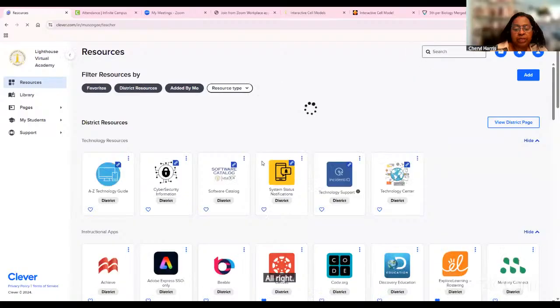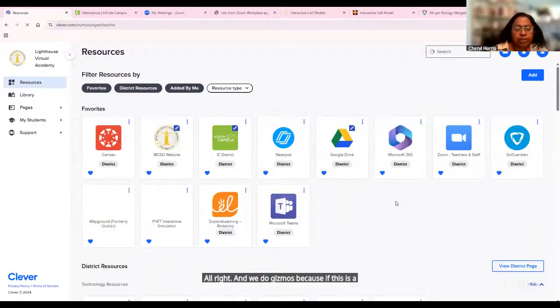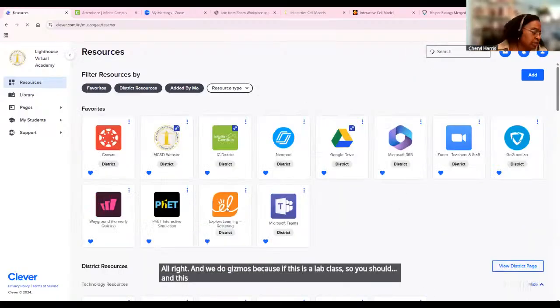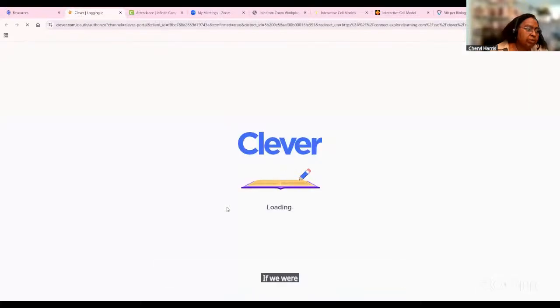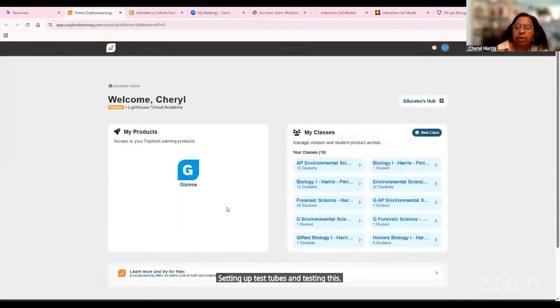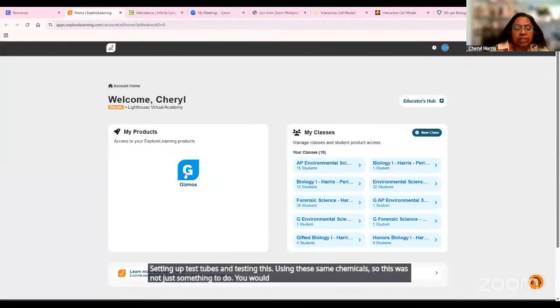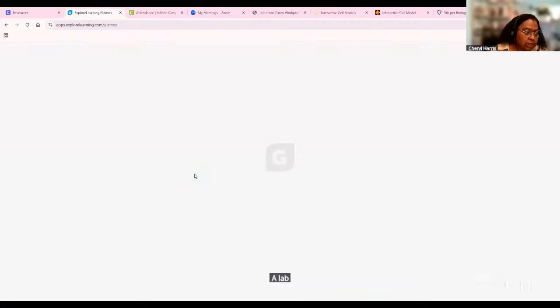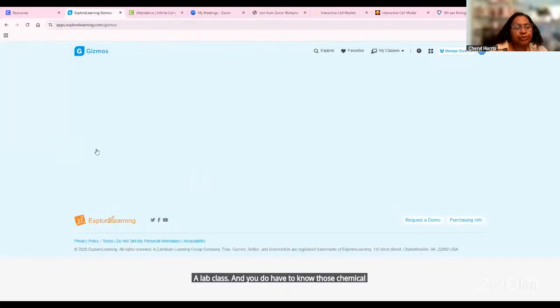And we do gizmos because this is a lab class. If we were in an actual lab classroom, we would be setting up test tubes and testing this using these same chemicals. So this was not just something to do. You would have done this in a lab class. And you do have to know those chemicals are called indicators.